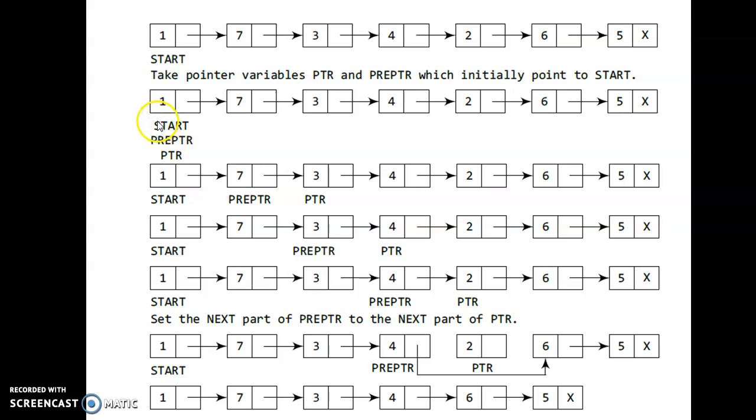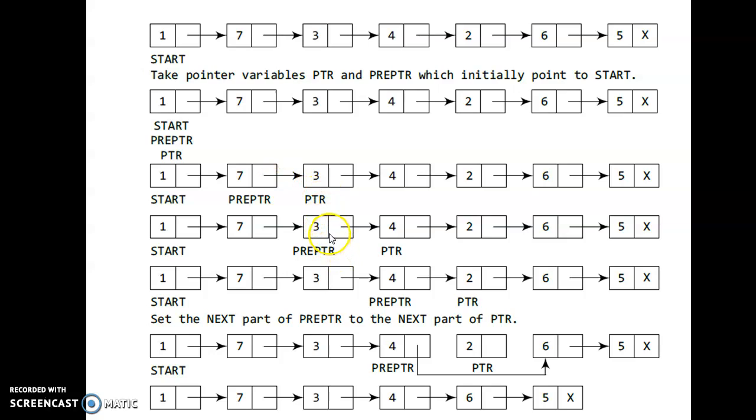So automatically I am incrementing pointer to the 7 and pre-pointer is present at 1. Now I am coming to this particular 7 and I am finding out, is it equivalent to 2? No, it is not equivalent to 2. That's why the 7 will become the pre-pointer and the 3 will become the pointer. Now I am checking, is the pointer of data equivalent to 2? No. PTR will be going to the next one and pre-PTR will be coming to this position.